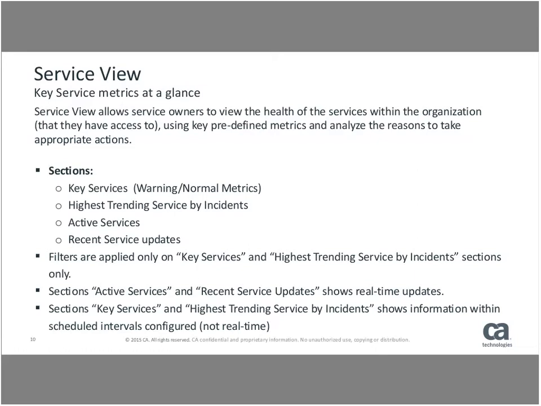We also have recent service updates. Recent service updates provide information on how each service is doing. For example, if somebody newly worked on a ticket, or a new ticket is created for a particular service, that shows up in the live active services view there. We also have filters applied on key services and highest trending services. We have 4 options: 90 days, 30 days, last 7 days, and last month.